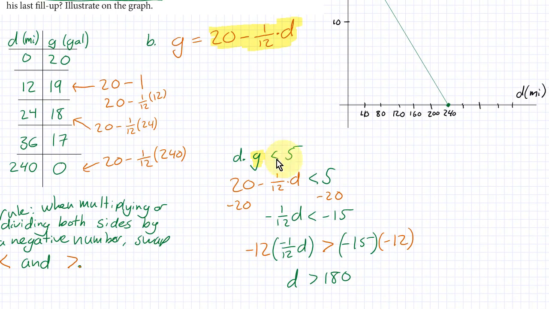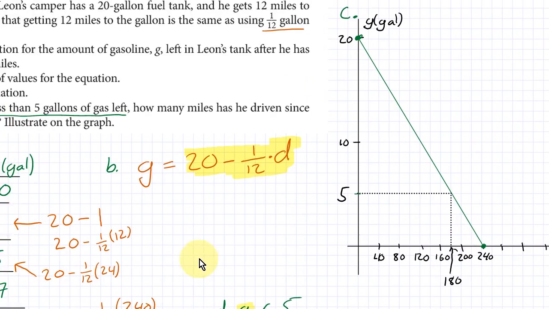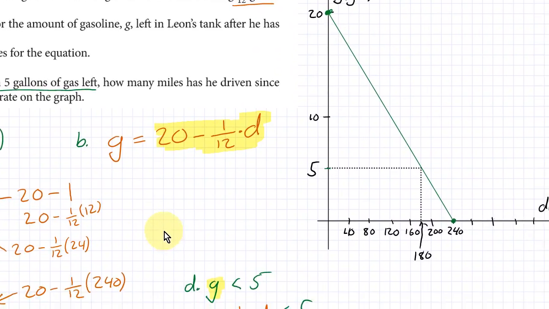So when we say G is less than 5, well, first we need to see where G equals 5 on the graph. So that's right here when there is exactly 5 gallons. Yeah, it looks like that goes along with this being 180, right there halfway between 160 and 200. But that's not what it asks for. It says he has less than 5 gallons of gas.